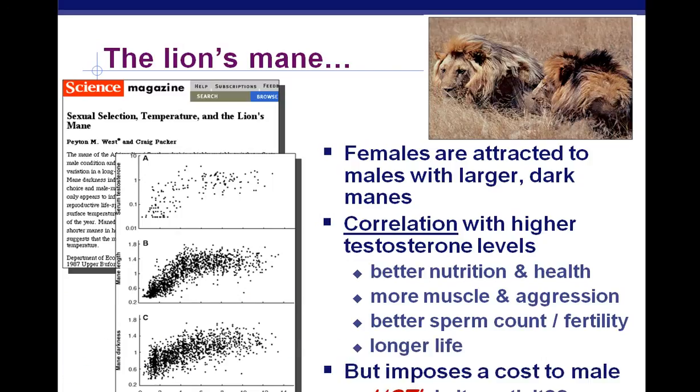But it imposes a cost to the male. Is it worth it to produce those extra manes if it allows you to reproduce more effectively? And the answer for males is yes, but it doesn't have to be. If we're talking about something like a peacock feather, and if they had a lot of natural predators, it probably wouldn't be selected for, because if there were a lot of natural predators, having those big, colorful peacock feathers would have been a detriment to its survival.